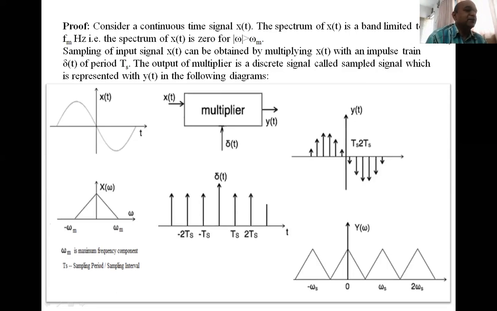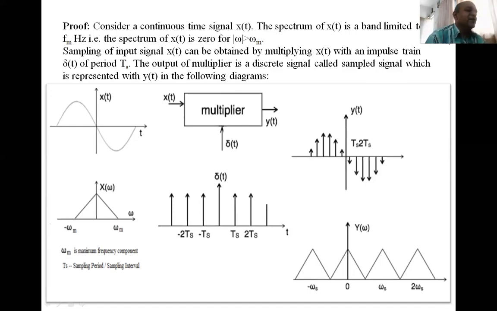Now here we represent the continuous time signal by x of t, and this signal is known as the message signal because it is carrying the information. Now we want to process this message signal, and you must note one point here.